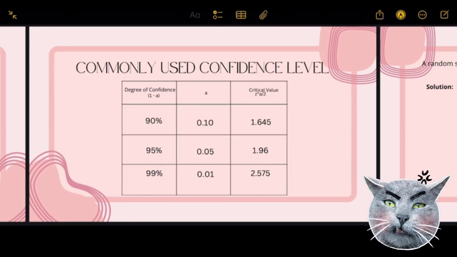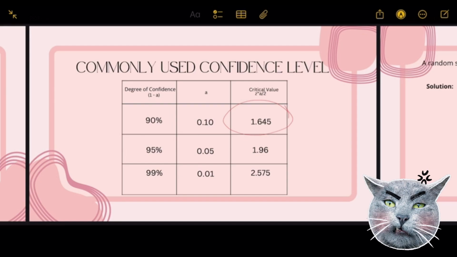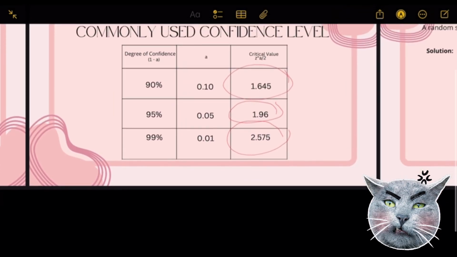Commonly used confidence level. So, ang importante dito is yung critical value niya. Yung critical value ni degree of confidence. Kunwari, ano yung critical value ni 90%? So, ang critical value ni 90% is 1.645. And sa 95% naman, ang critical value niya is 1.96. Sa 99%, 2.575. Yun lang yung kailangan nating i-memorize sa module na ito.